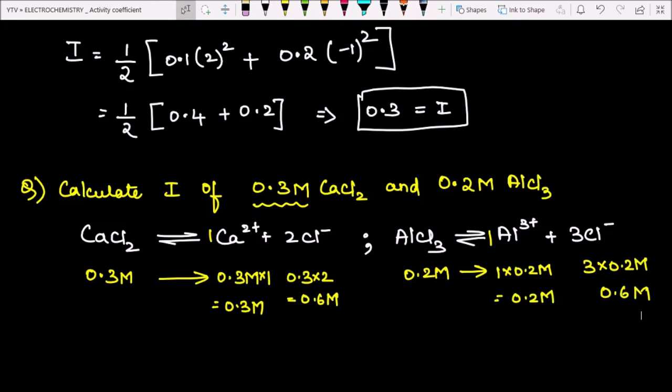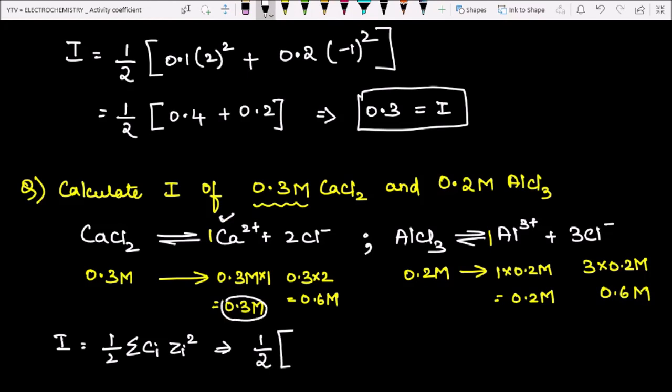Now let's substitute it in the formula. What is our formula? The formula is I is equal to half into summation CiZi square. Nothing is going to change. So half into, first, the concentration of the cation. The first cation is this one, right? Ca2+ is one of the cations. Al3+ is the other cation.